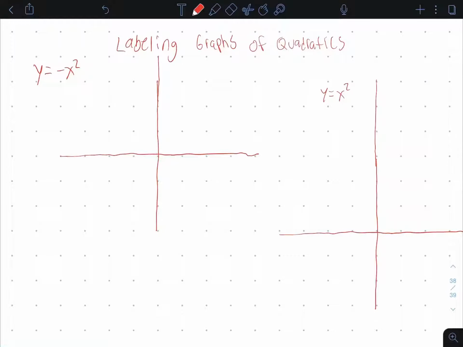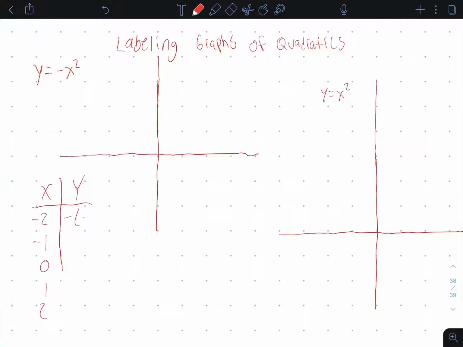In this video, we're going to label the graphs of two different quadratics. The first one we're going to do is the one on the left, y equals negative x squared. To graph this, we're going to make a chart of x's and y's. And we get to pick the x's. We'll do negative 2, negative 1, 0, 1, and 2.